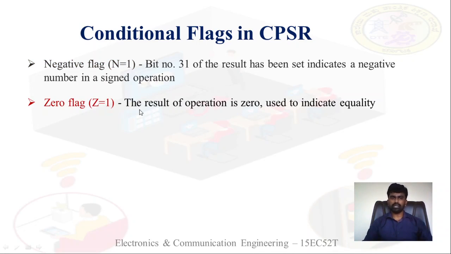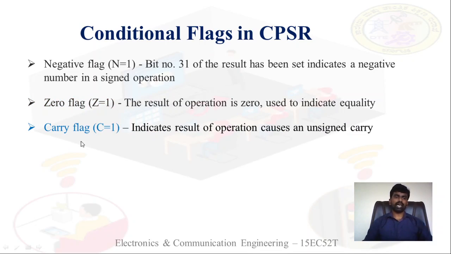When Z is equal to 1, the result of the operation is 0. The processor performs different operations, and whether the result of an operation is 0 or not is indicated by this zero flag. When Z is set to 1, the result of the operation is equal to 0. It is also used to indicate equality, when comparing two different numbers to see whether they are equal or not. For that purpose also the zero flag is used.